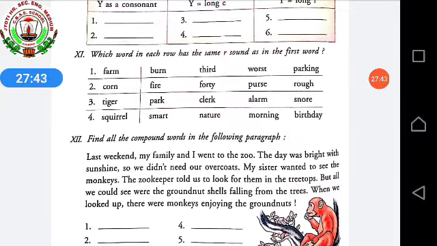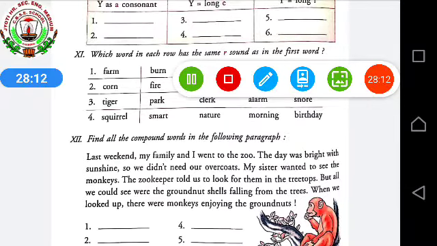Let me read the paragraph for you. Last weekend, my family and I went to the zoo. The day was bright with sunshine, so we didn't need our overcoats. My sister wanted to see the monkeys. The zookeeper told us to look for them in the tree tops. But all we could see were the groundnut shells falling from the trees. When we looked up, there were monkeys enjoying the groundnuts.